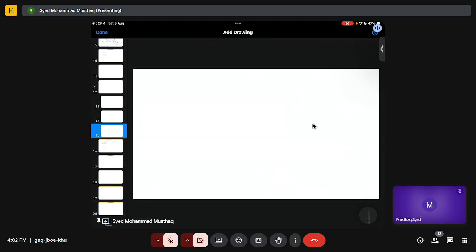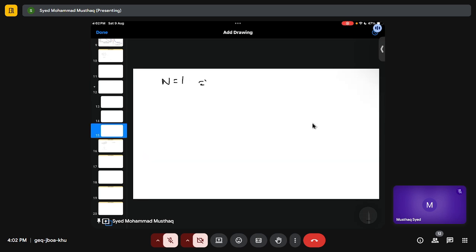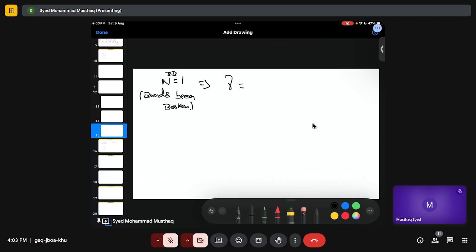Now whenever I am talking about cubic or simple cubic, and if I try to cut the surface in half, or cut the cube in half, then my number of bonds being broken will be 1, right? Then what will be this formula? So I will write it as BB, or bonds being broken. There is another B, right? So let's write it as BQ.